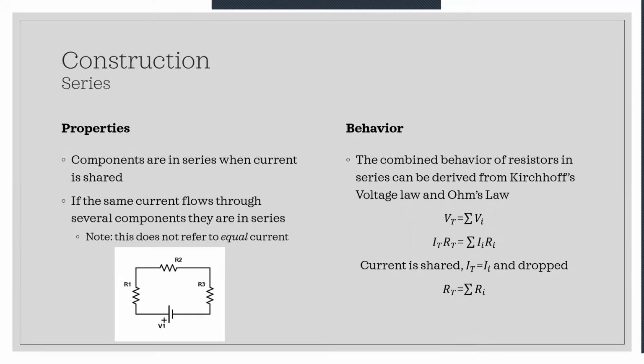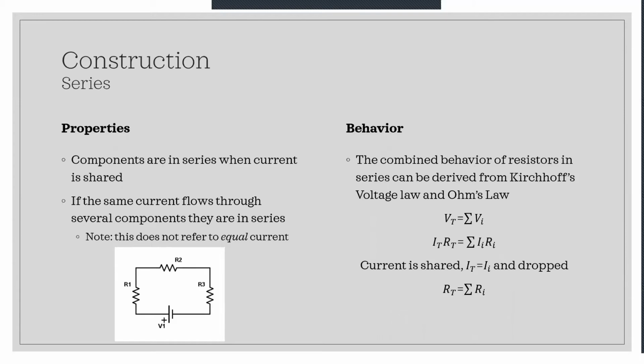By definition, if components are sharing the same current, they are in series with each other. In practice, building a series circuit means that the output of one device connects to the input of the next. I want everyone to please note that sharing current does not mean equal current. It is the same electrons in different devices at different times, and not two equally valued currents.